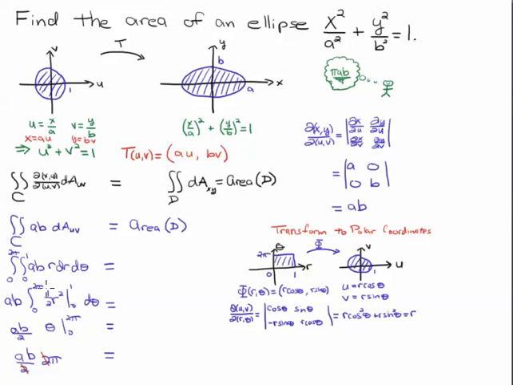Then I integrate 0 to 2 pi of d theta, and I'm just left with theta. Now I use the fundamental theorem of calculus. I have 2 pi minus 0, so I have 2 pi times ab over 2. The 2's cancel, and I'm left with pi ab, which is what we thought the area of D was going to be, and that is the area of the ellipse. And that is how you find the area of an ellipse using double integrals and change of variables.